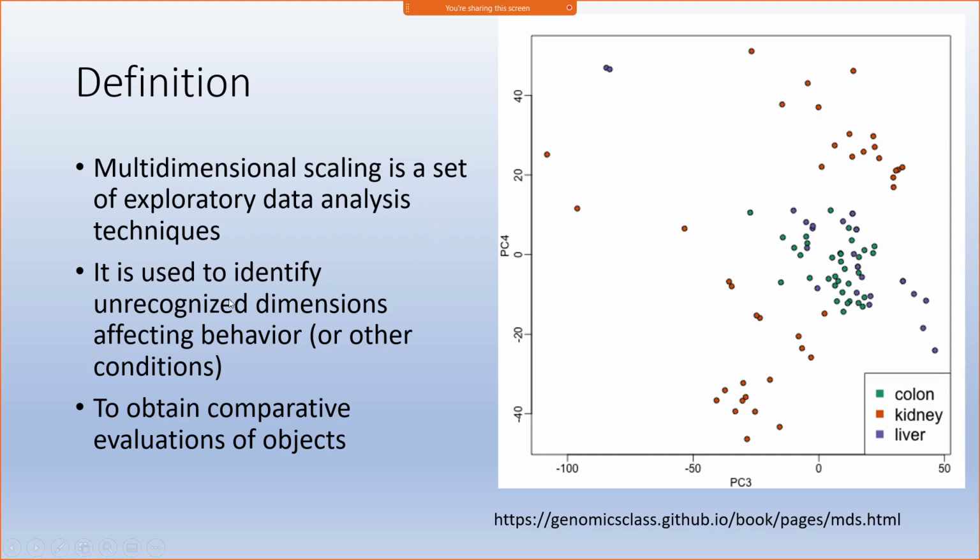or it can be used to identify unrecognized dimensions. So from here you can see, okay, there might be two dimensions, this dimension, and maybe three, this dimension and these dimensions, or maybe this dimension and this dimension. Again, you must decide on the number of dimensions. And you can also obtain comparative evaluations of objects.